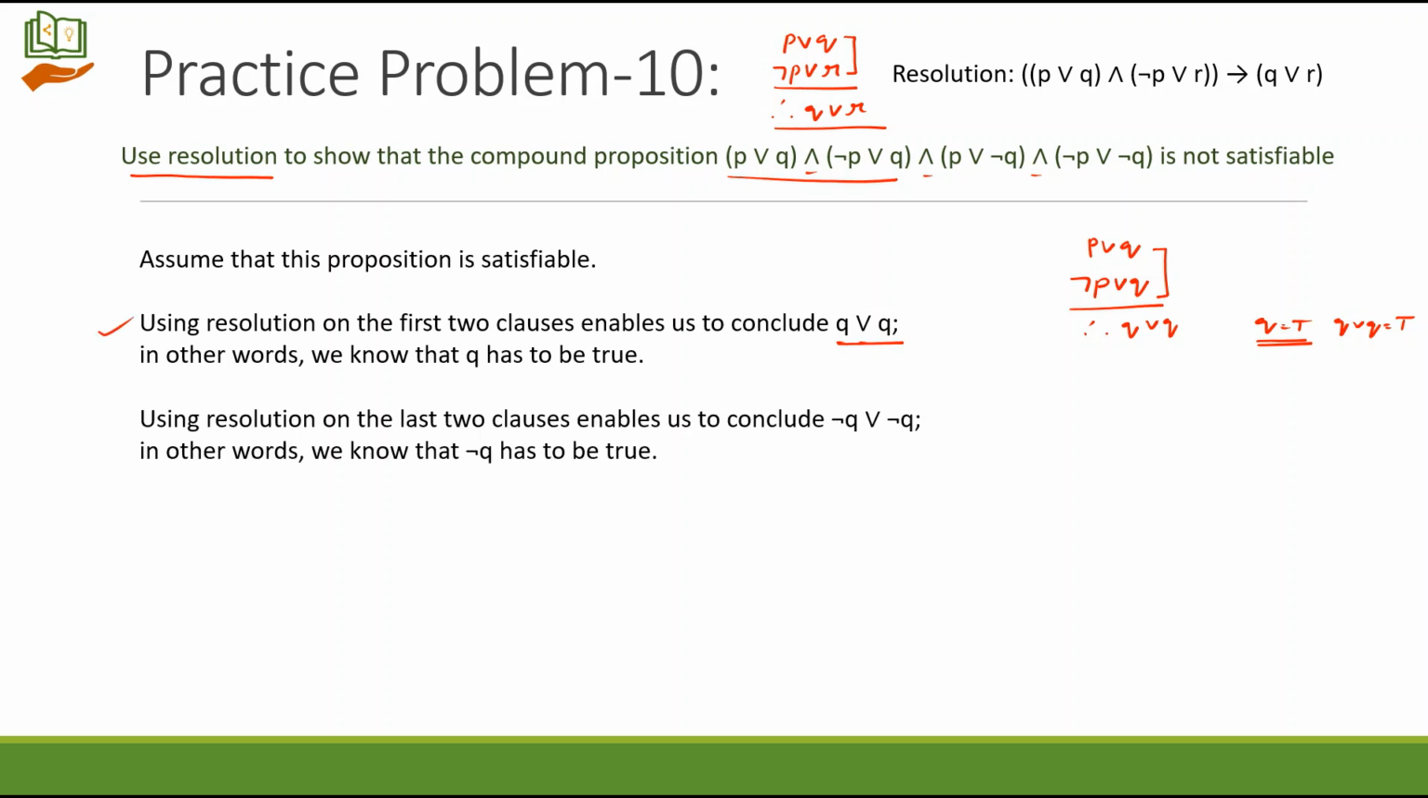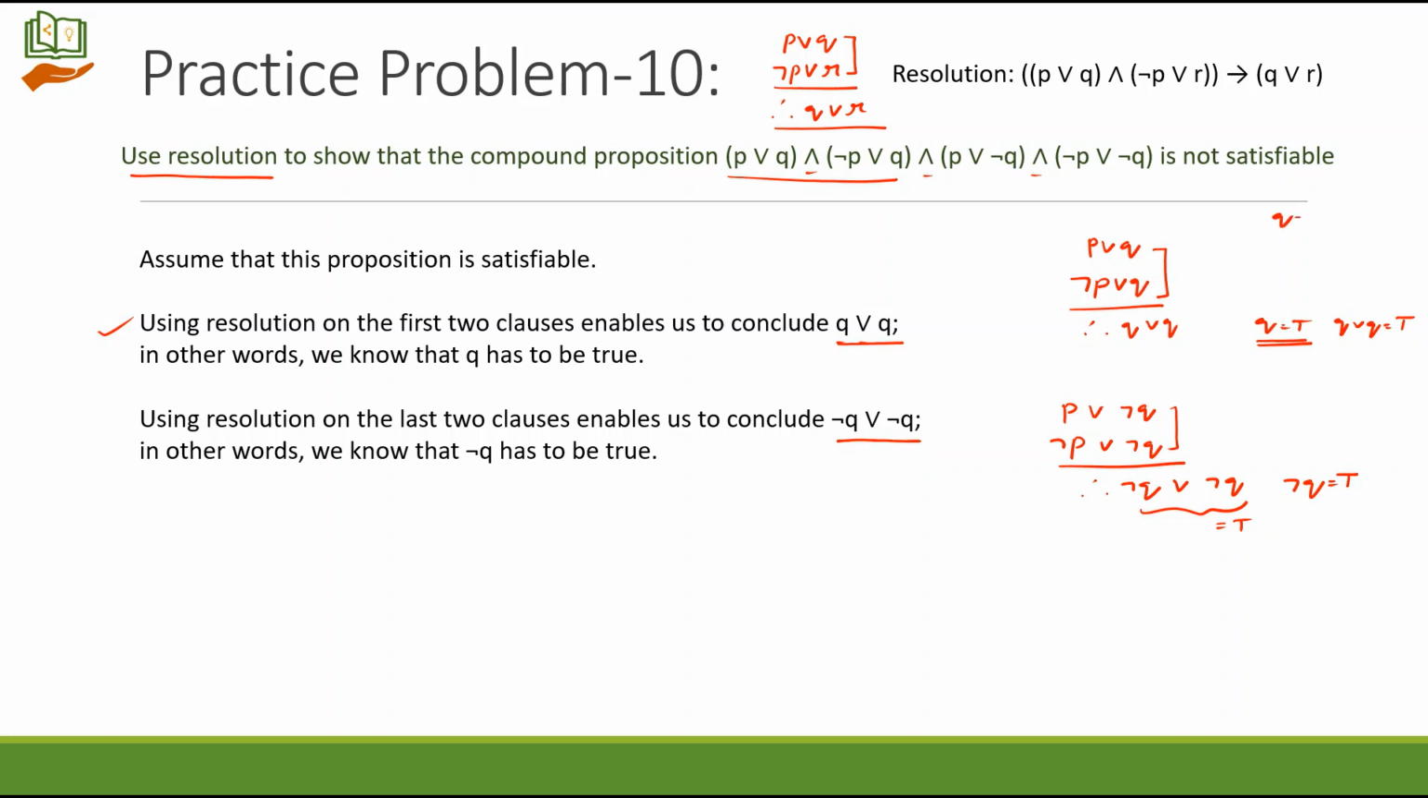What about the other two clauses? Using resolution on the last two clauses, P or negation of Q, then we have negation of P or negation of Q. Now what should we conclude? We have to take only these two parts. So negation of Q or negation of Q. Negation of Q should be true to make this particular expression true. This will enable us to conclude negation of Q or negation of Q. In other words, we know that negation of Q has to be true.